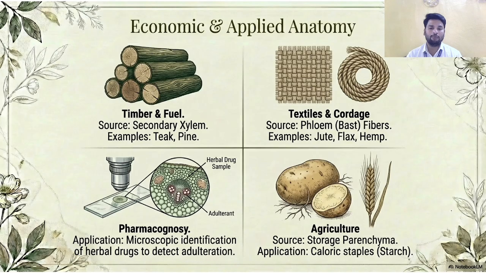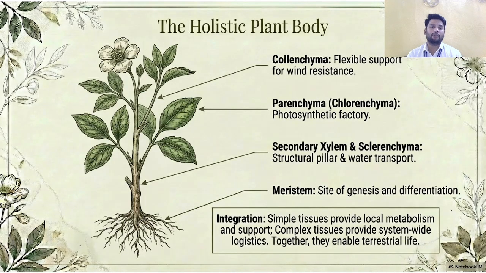Then pharmacognosy: microscopic identification of herbal drugs to detect adulteration. And agriculture: storage parenchyma, caloric staples, etc. The holistic plant body: collenchyma helps in flexible support to withstand wind resistance. Parenchyma, also known as chlorenchyma when it stores chlorophyll pigment or plastids, is known as a photosynthetic factory. Then secondary xylem and sclerenchyma are structural pillars. They are actually like the beams and columns of a house, which provide structural support and water transport. Meristem: site of genesis and differentiation.